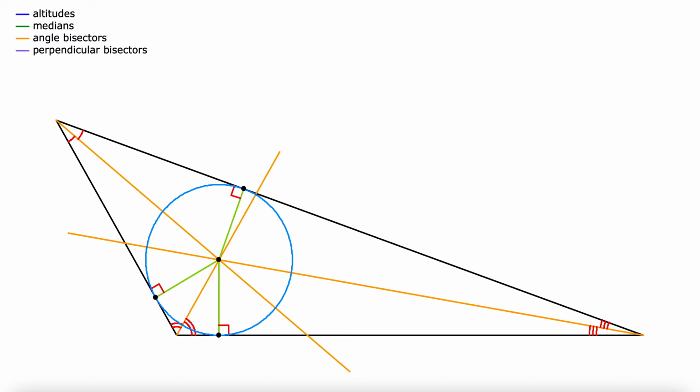The incentre is always located inside the triangle, regardless of the type of triangle. Since all the angle bisectors lie entirely within the triangle, their point of intersection, the incentre, must also lie inside the triangle.